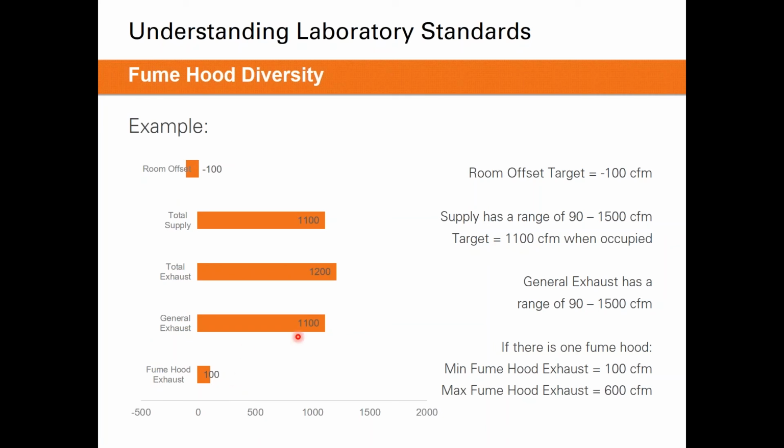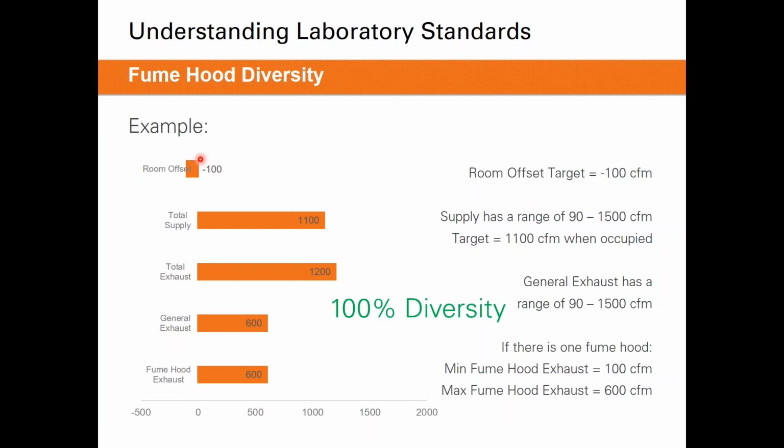So when we open the fume hood here, we're going to see that the fume hood exhaust increases to our maximum CFM, which is 600. Our general exhaust then adjusts down to 600 CFM to ensure that we maintain that total exhaust of 1200, ultimately maintaining our room offset of negative 100. So in this room right here, our general supply and general exhaust have the full capability to offset what the fume hood is doing, which means that we have a 100% diversity condition.